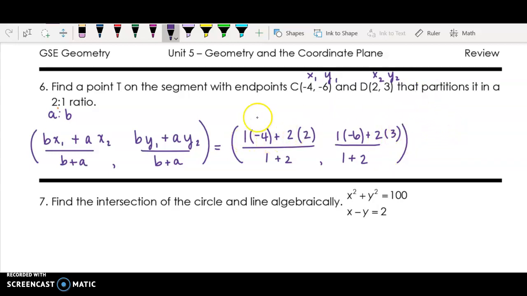So then 1 times -4 is -4, and 2 times 2 is 4. -4 plus 4 is 0. So that gives us 0 over 3 for our first coordinate. And then here 1 times -6 and 2 times 3, that also gives us 0 over 3. And so the point that we've found is 0, 0, and that is point T.